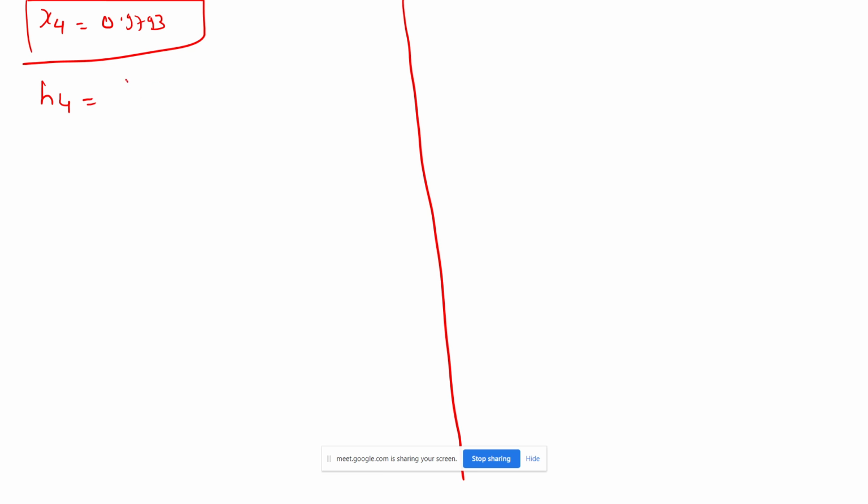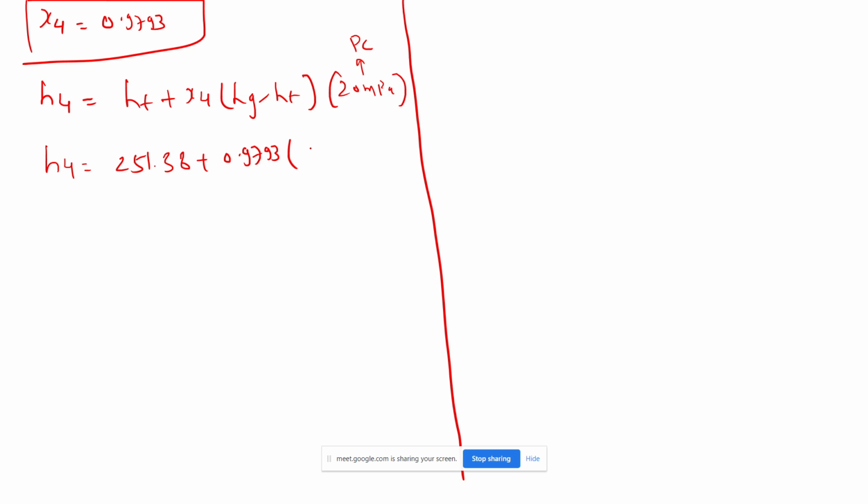Now from here we can get the enthalpy, that is H4 equals HF plus X4 into bracket Hg minus HF. All the properties we have to take at the condenser pressure. So H4 we can calculate from here. What is the value of Hg? 2609.7 minus 251. So what is the value of H4 we will get? 2560.89 kilojoule per kg. You can take 2560.9 also, or you can write 89.